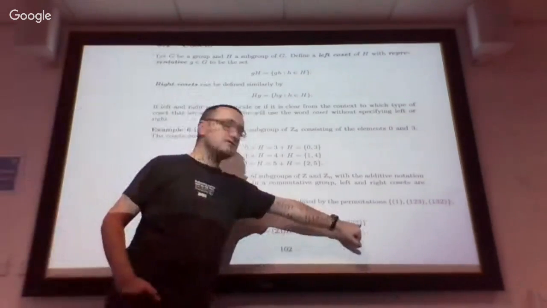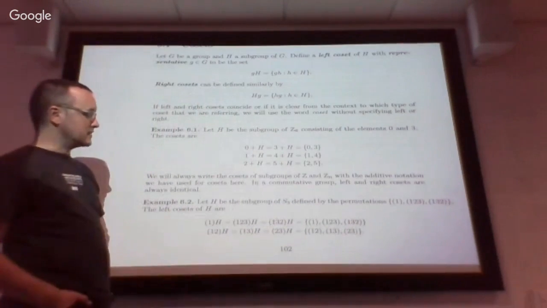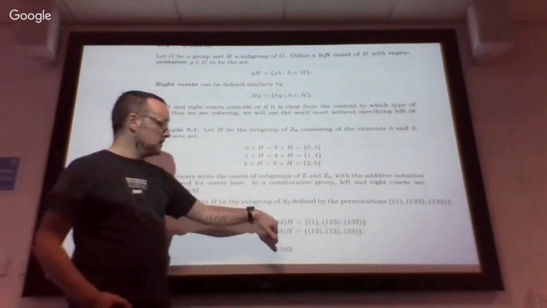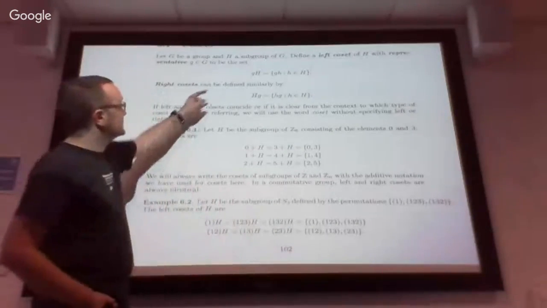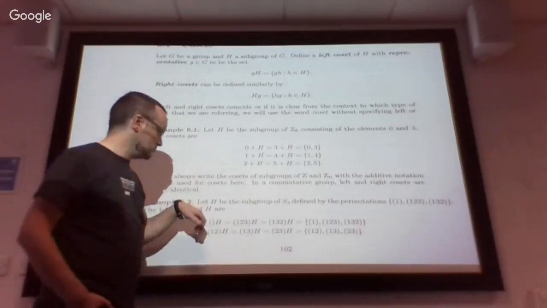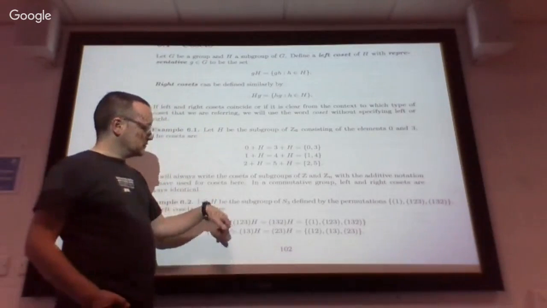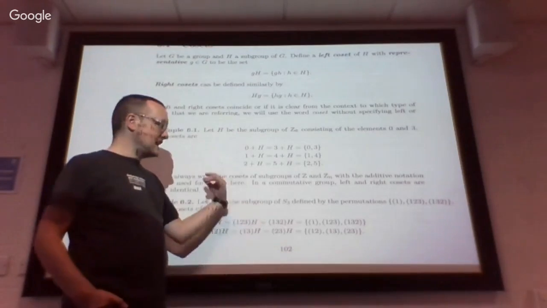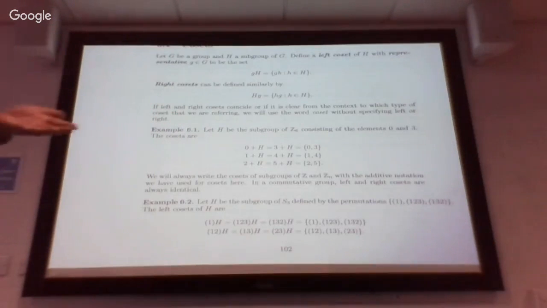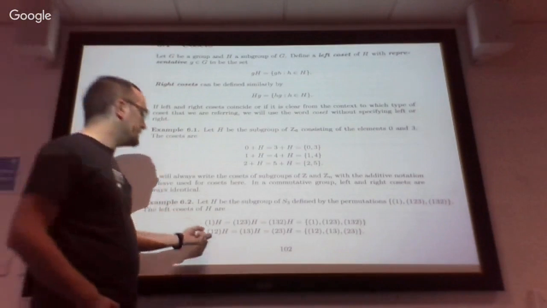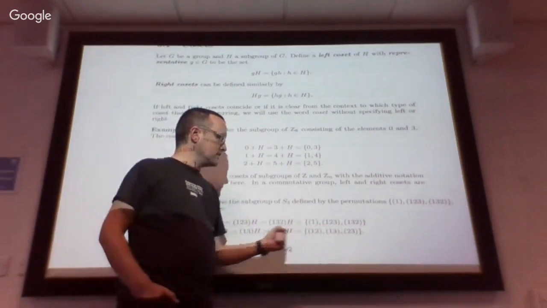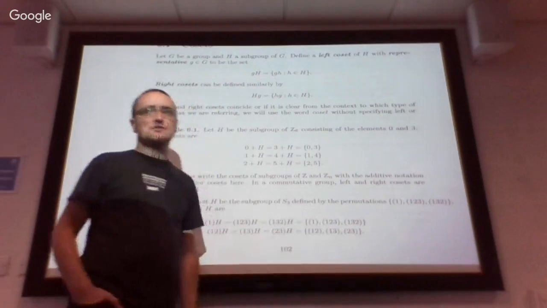So the left cosets of H in S3, well, there's only 2 of them. There's H itself, and that's the left coset corresponding to each of the elements from H itself. So if you take, as the little g, one of the elements that's already in H, and you look at the set of products of this element g times every element in H, in those cases, you just get the same subgroup H back again. If you take any of the elements that are not in H, then you always get the same left coset, which is the set of those 3 2-cycles.